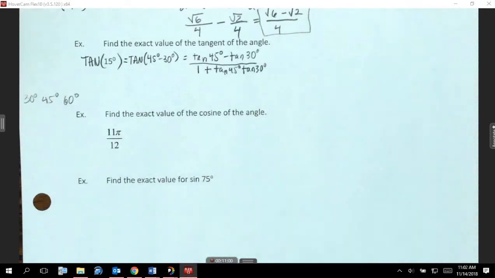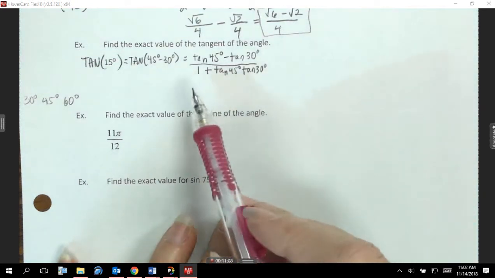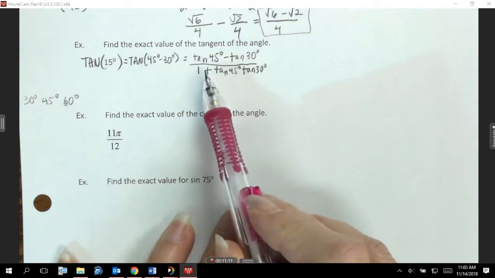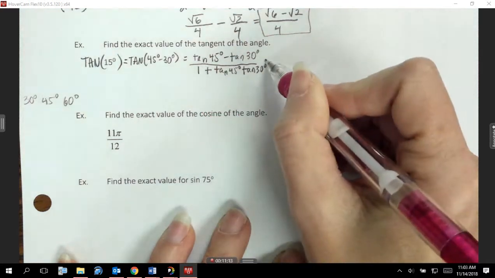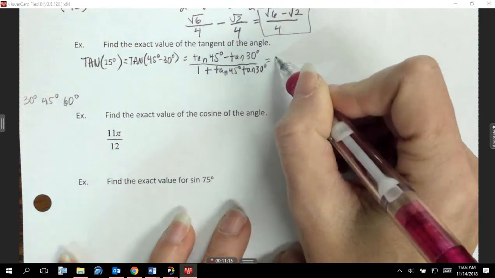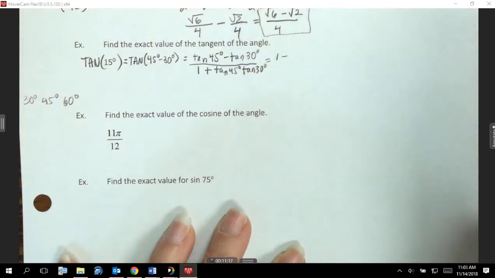Did it get around to everybody? Okay. So now we're going to plug in the numbers we know. Let's see, tangent 45, do we know the tangent of 45? 1. And do we know the tangent of 30?